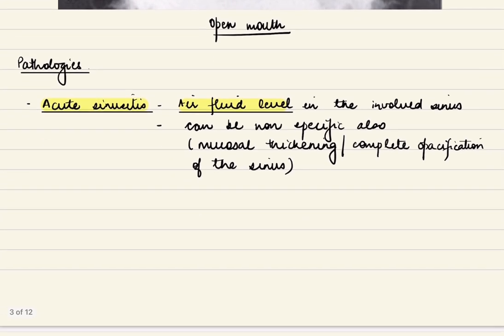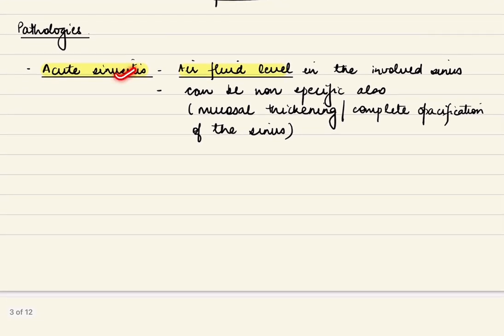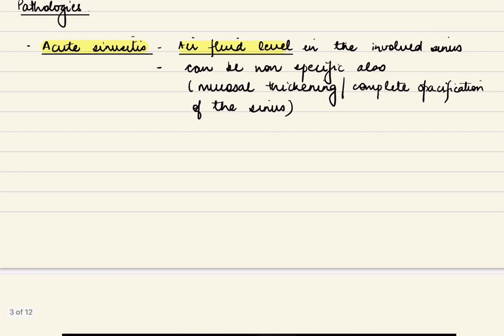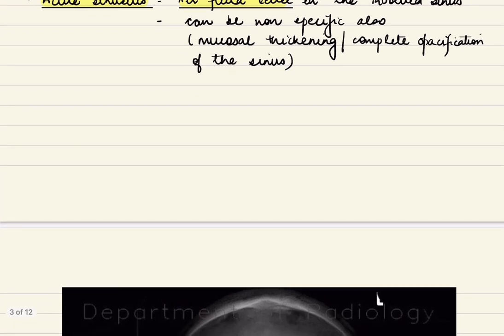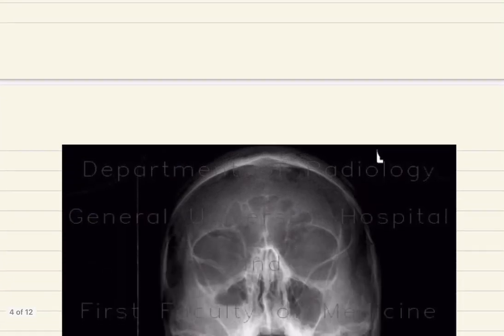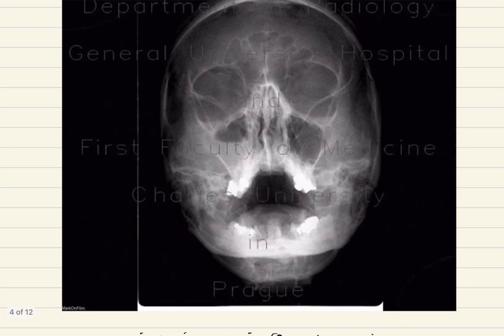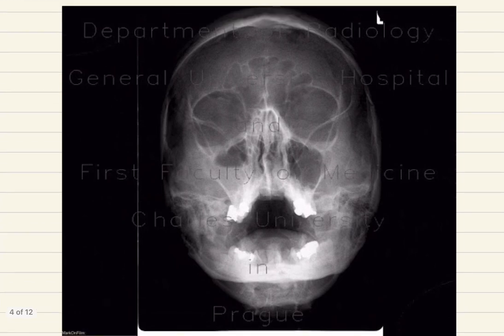Now coming to the pathologies, in case of acute sinusitis, you can see an air fluid level in the involved sinuses. Although the changes can be very non-specific also, including mucosal thickening and opacification of the sinuses. But if you see an air fluid level, it is diagnostic of acute sinusitis. As you can see in this picture, on the right side, you can see an air fluid level in the right maxillary sinus with the convexity downwards. So this is diagnostic of acute sinusitis.